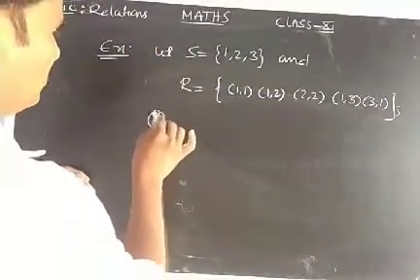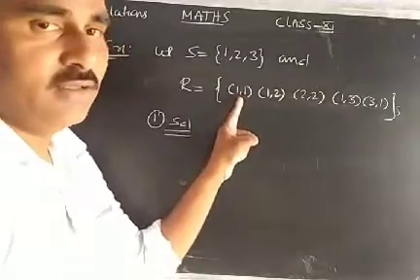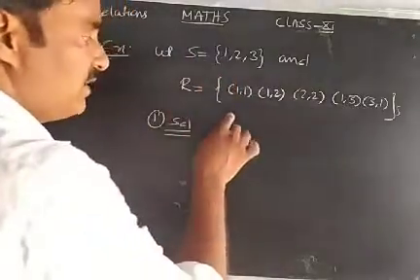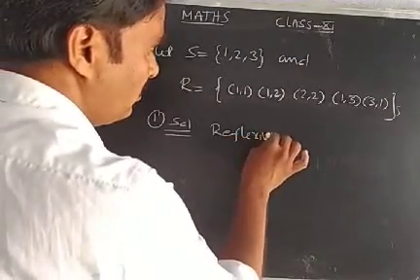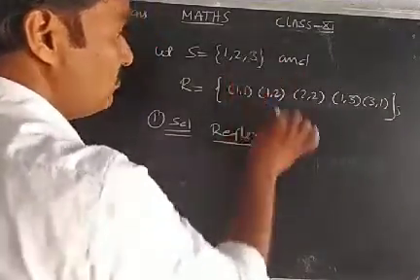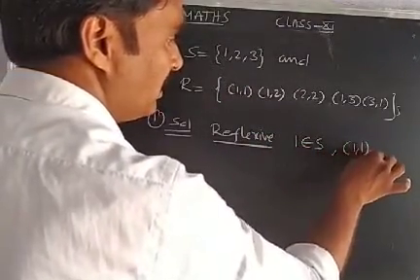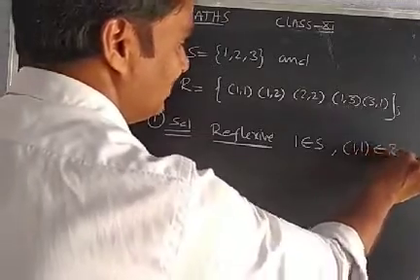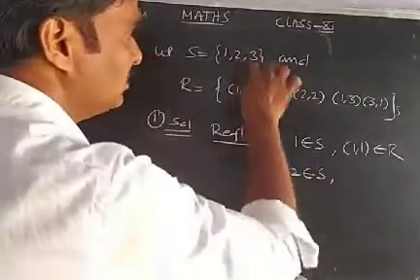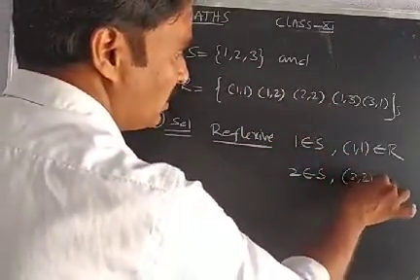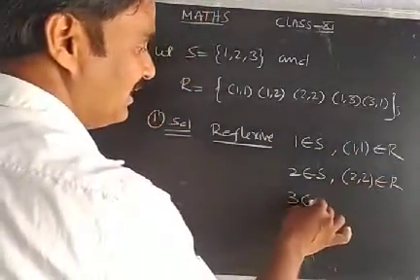Solution. First one. What are we going to check? We are going to check whether it is reflexive or not. So how to check the reflexive property? First we take one element from the set. I am taking 1 belongs to S and making an ordered pair with the same element, (1,1). Does it belong to R? Yes. Next, 2 belongs to S, and form the ordered pair (2,2). Does it belong to R? Yes. Next take 3 belongs to S.